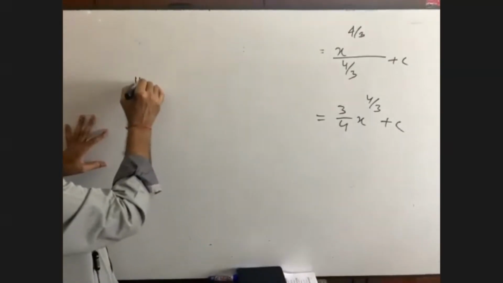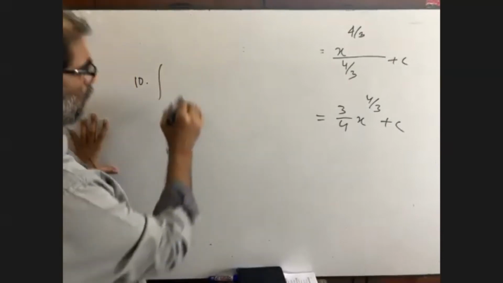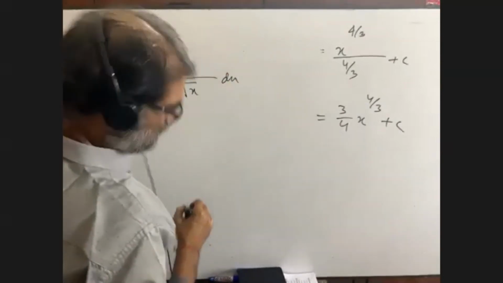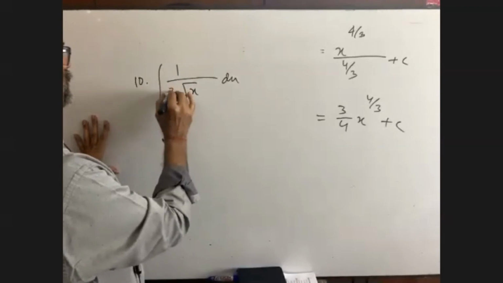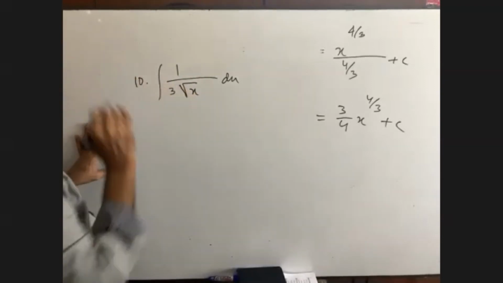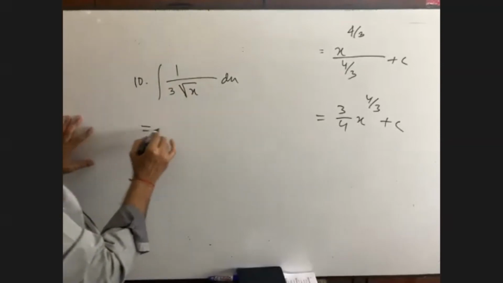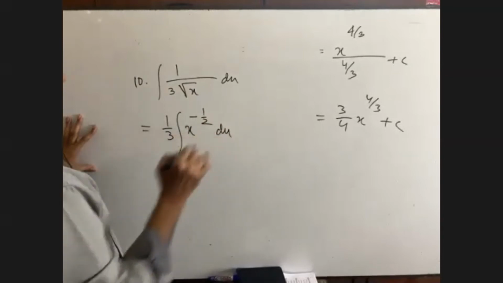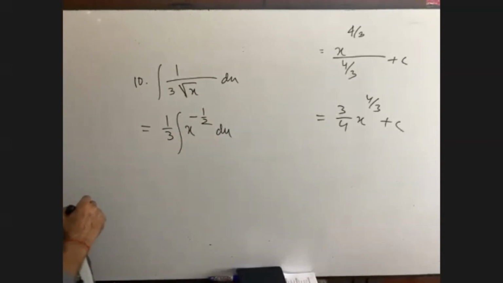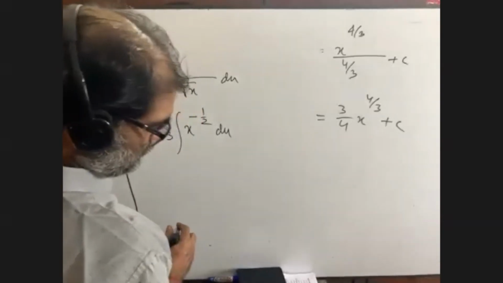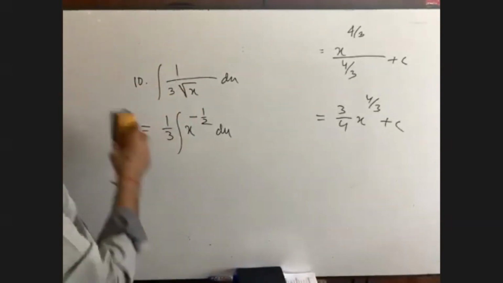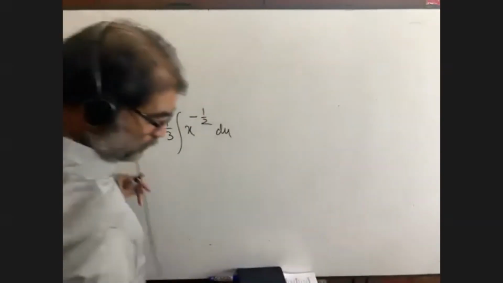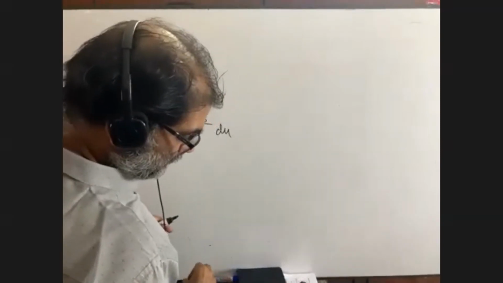Question number 10. 1 by 3 root x dx. This is not the cubic, this is 3 root x. Can you do it? We can write like this 1 by 3 x to the power minus half dx. I think now you can do. Okay? So we are not going to do this type of maths because you have been doing it for a long time.